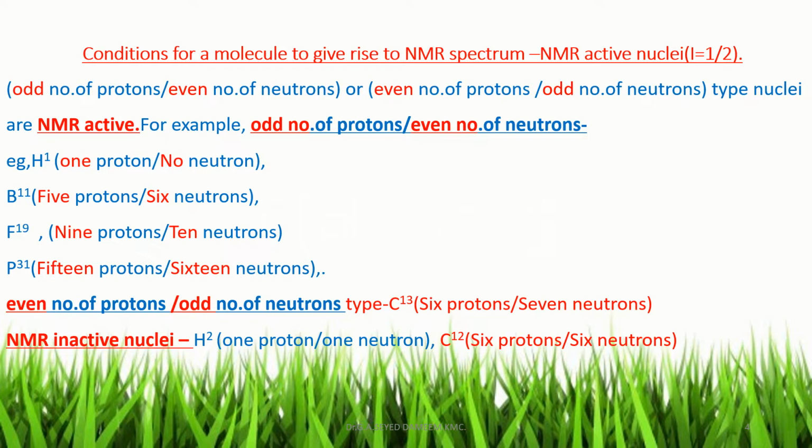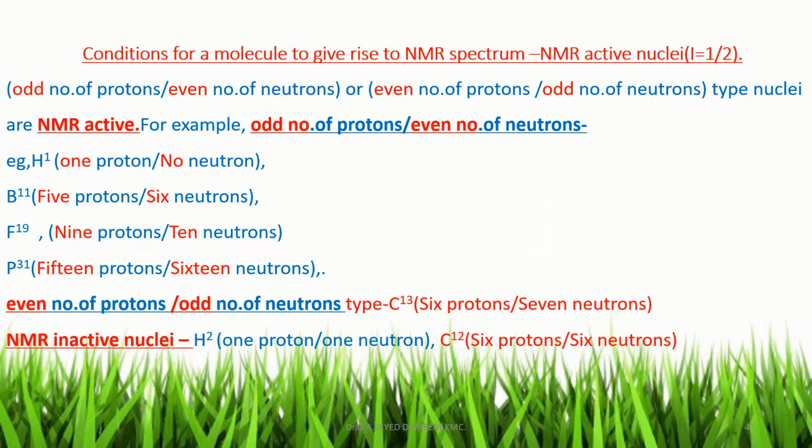One example is H1. Its atomic number is 1. Atomic number means number of protons or number of electrons. So considering the nucleus, atomic number is the number of protons. So H1, atomic number 1, contains 1 proton, and the mass number is also 1, so 1 minus 1 is 0, so it contains 0 neutrons. So H1 is an example for the odd-even type: 1 proton, 0 neutrons, where 0 is considered an even number.